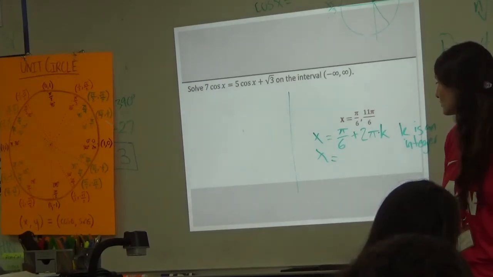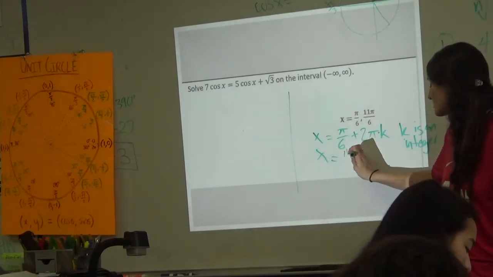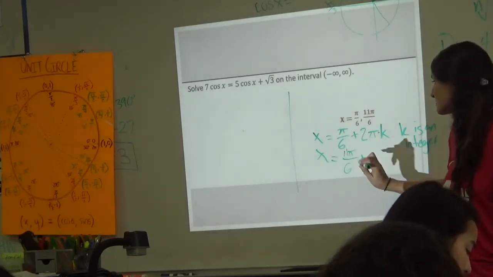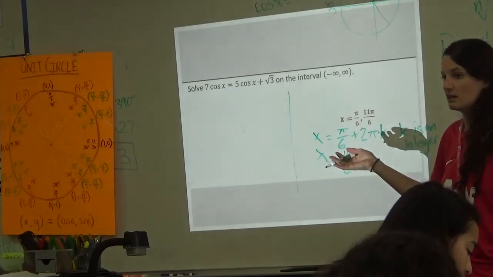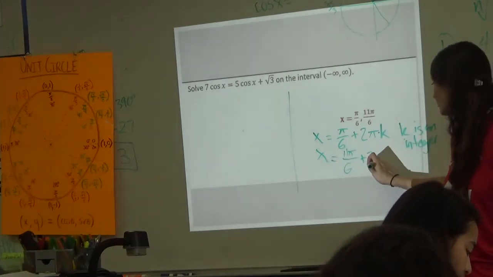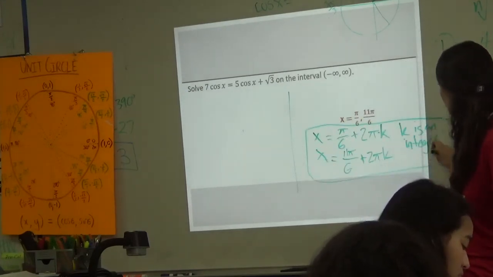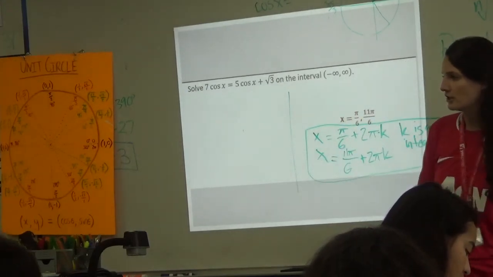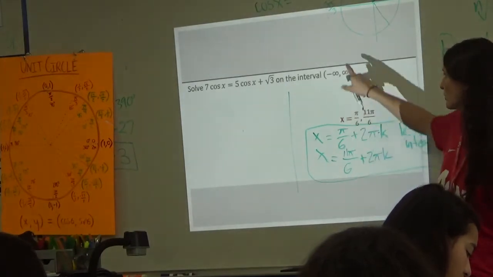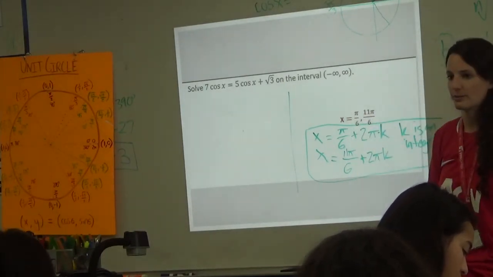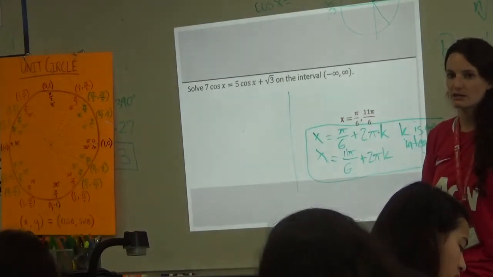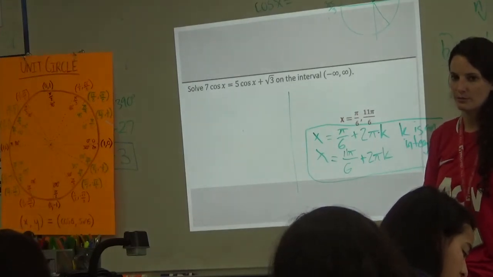Okay, let's do it for 11 pi over 6. 11 pi over 6 plus any number of full circles, so 2 pi k. This would be the more abstract version of writing our answer for all real numbers, negative infinity to infinity, not just 0 to 2 pi.